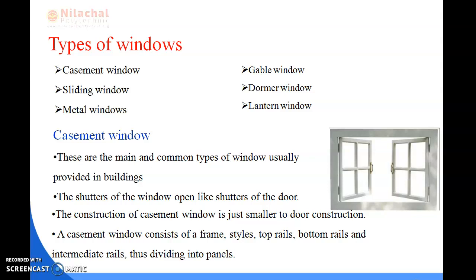As I have already discussed, casement windows are the most common type of window. Usually they are provided in buildings, and the shutter of the window opens like the shutter of a door. Here is a diagram of the casement window. The construction of a casement window is similar to door construction. It consists of a frame, stiles, top rail, bottom rail and the intermediate rail, thus dividing it into panels.